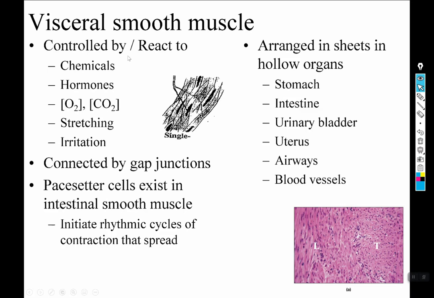smooth muscle, which we also call visceral smooth muscle, is controlled by, oops, hold on, I'm getting a phone call. Okay, sorry about that. Wasn't expecting my phone to make sounds.